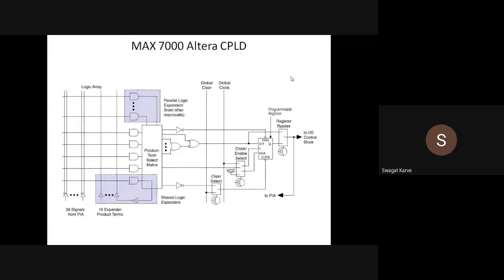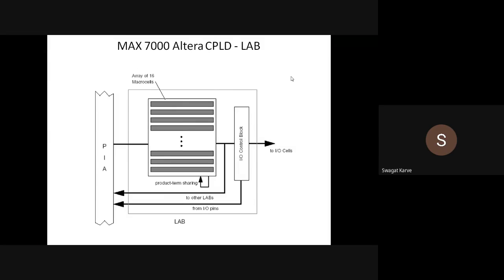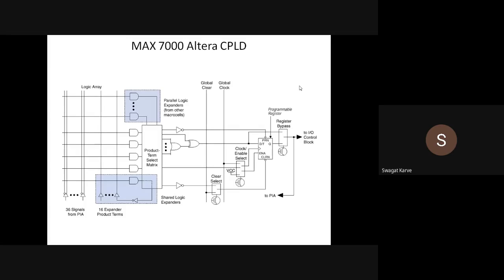Now this is the internal architecture. Up to now we just observed the external block diagram. So it has an input output control block, then it has a lab, then it has a PIA. But now, what is the inside circuitry present in the input output port, the lab logic array, and then the programmable interconnect array, PIA?